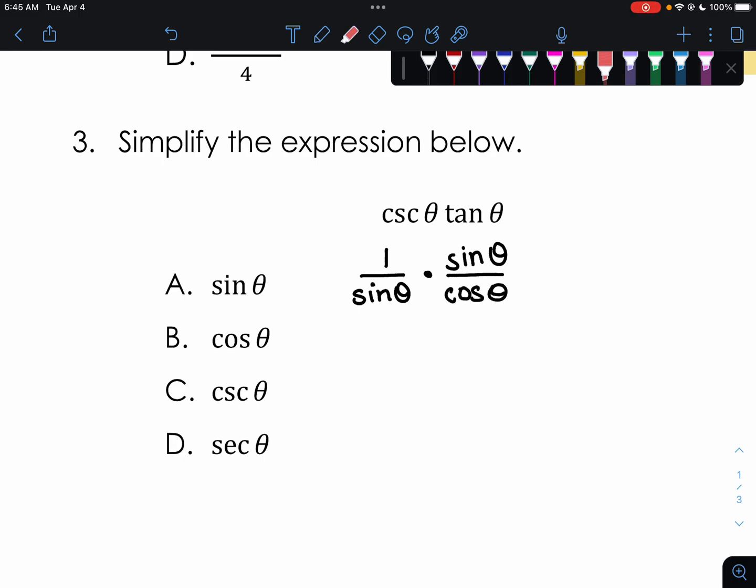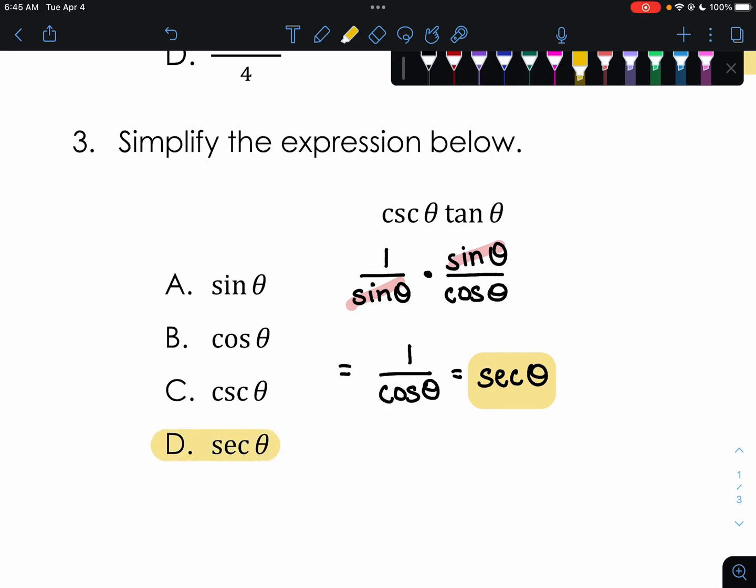I see here that sine theta is on top, sine theta is on bottom. I cancel out. What that leaves me with is 1 over cosine theta. And if you look at your identities, 1 over cosine theta is secant theta. What I've noticed is that we often forget if it's in the numerator or the denominator, so please be careful with that.